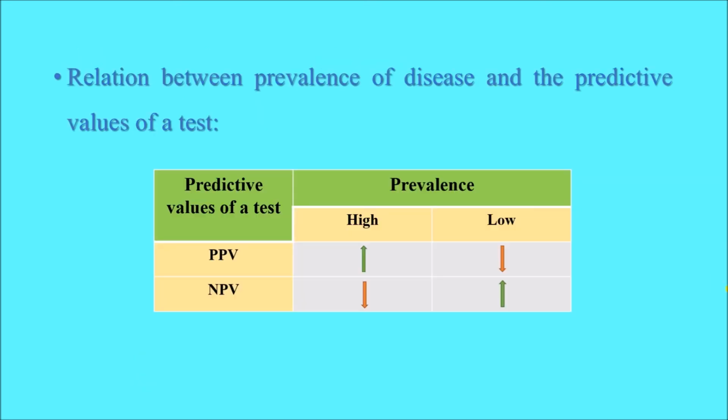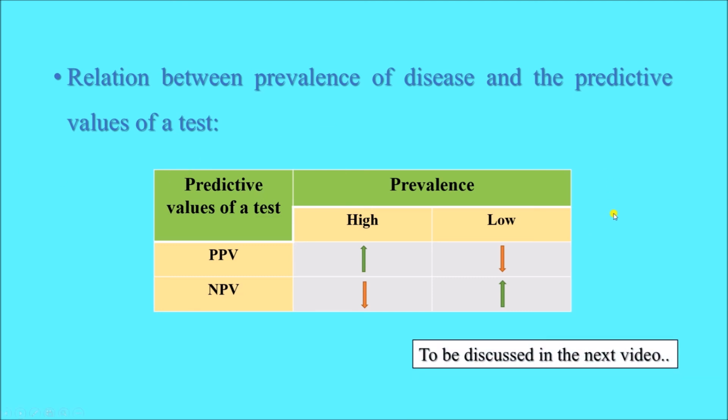What about the relation between prevalence of disease and predictive value of a test? This is something that we already discussed in previous slides. When the prevalence is high, positive predictive value increases. Positive predictive value decreases as the prevalence goes down. This is reverse in the case of negative predictive value, which is high when the prevalence is low, but goes down when the prevalence is high. So I think this may be a little bit confusing. I shall explain this with a very nice example, but that will take a little bit of time, and that is why we shall discuss this particular slide in the next video.